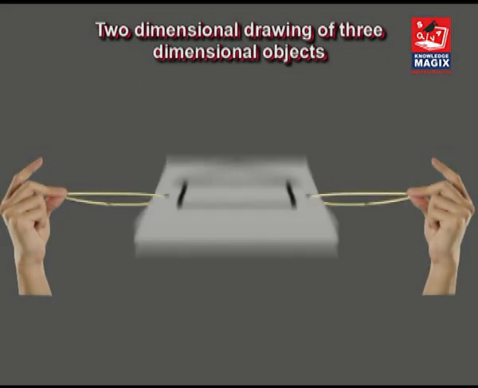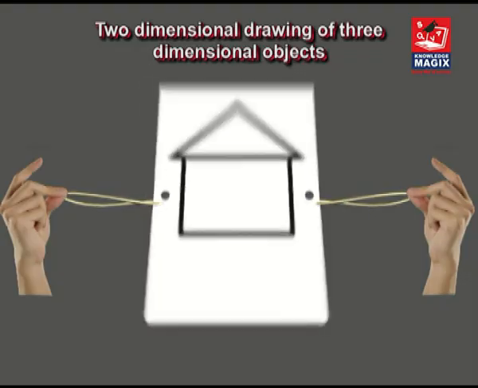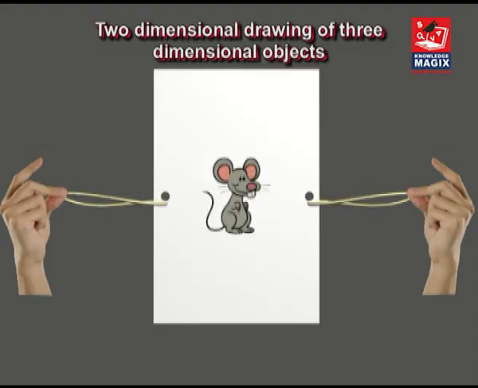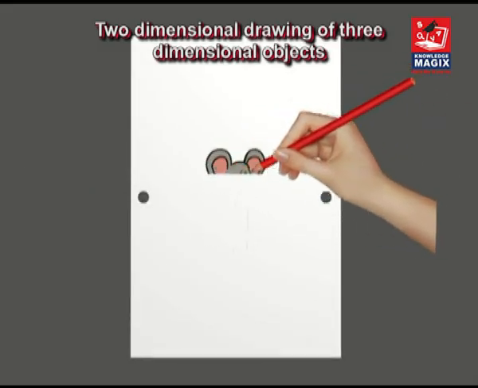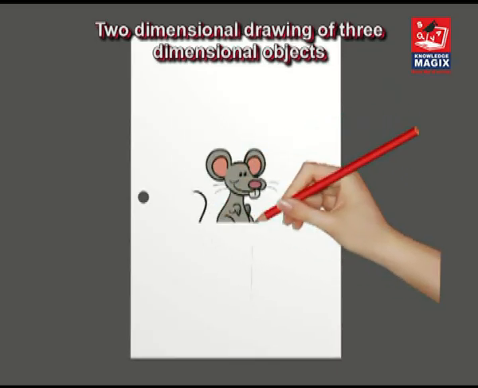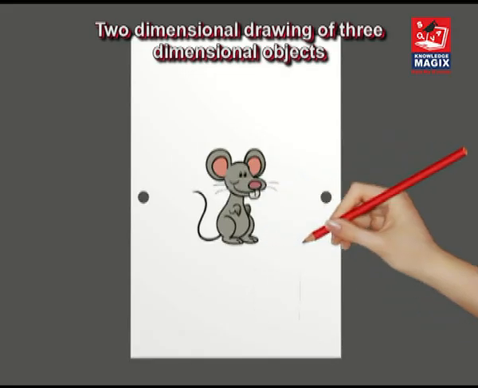Objects which have only length and breadth and no thickness or negligible thickness can be called two-dimensional objects. For example, pictures on paper. Actually, objects are three-dimensional, but their pictures on paper are two-dimensional. That is why some pictures seem flat.